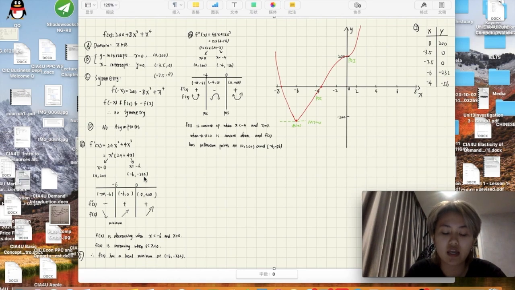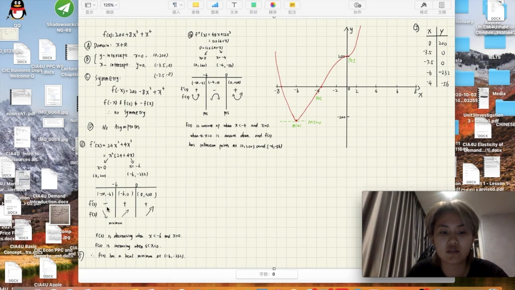Then we can use a table to analyze the behavior of the function. We can see that f'(x) from negative infinity to negative 6 is negative, so f(x) should be decreasing, and f'(x) from negative 6 to 0 is positive, so f(x) should be increasing. f'(x) is also positive from 0 to positive infinity, so f(x) is also increasing here.